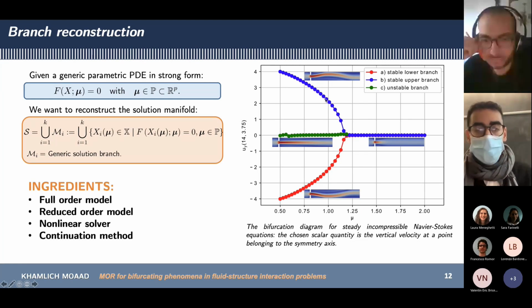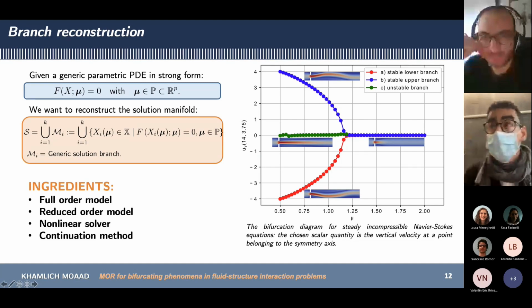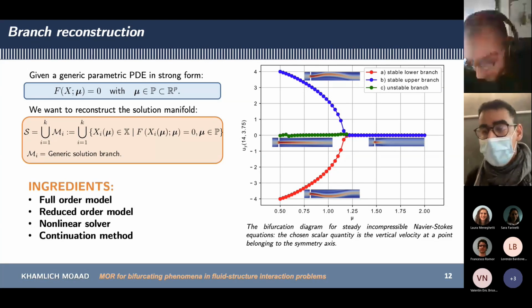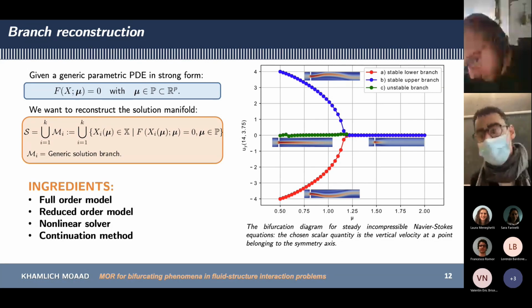So we want to change the value of the parameter without changing the features, the structure of the solution. And the algorithm that we used needs a high computational cost model, which is also called full order model, abbreviated FOM, and a reduced order one, which will be abbreviated ROM.